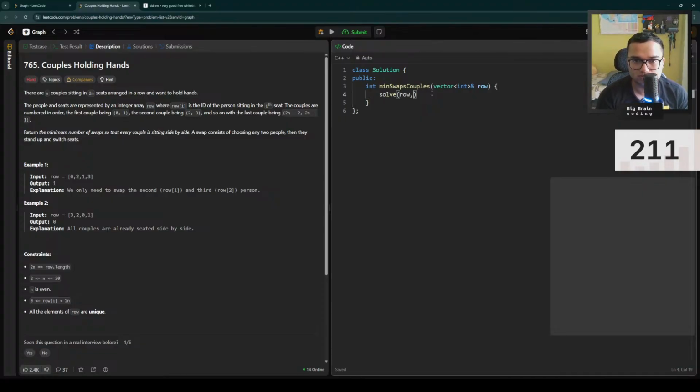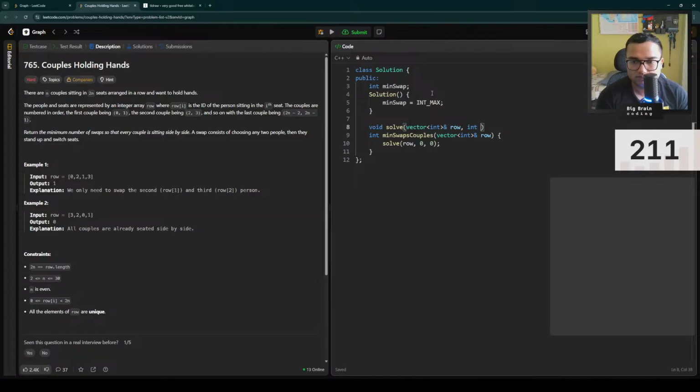Solve row starting from 0. That's it. And swaps, which is 0. Initially nothing is swapped. Int min swap, min swap is equal to int max. And in solve I have this, starting from n.